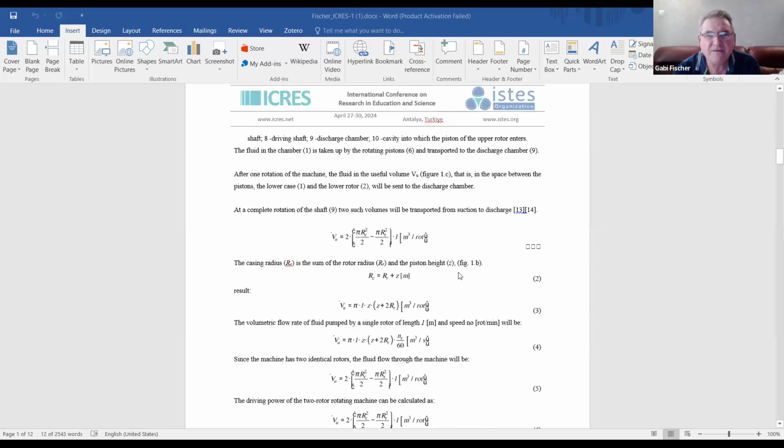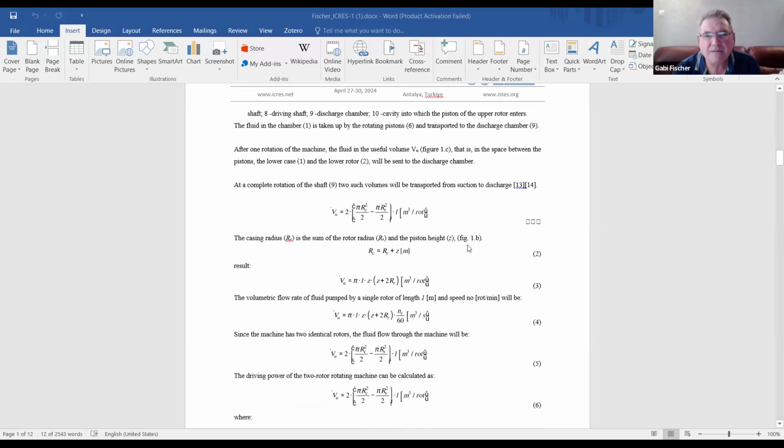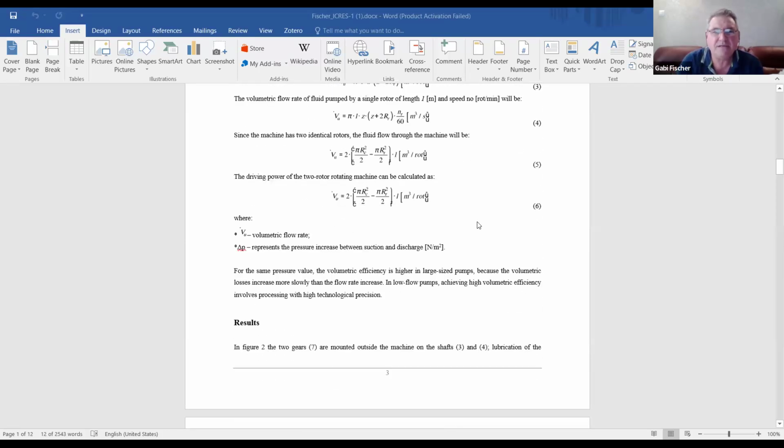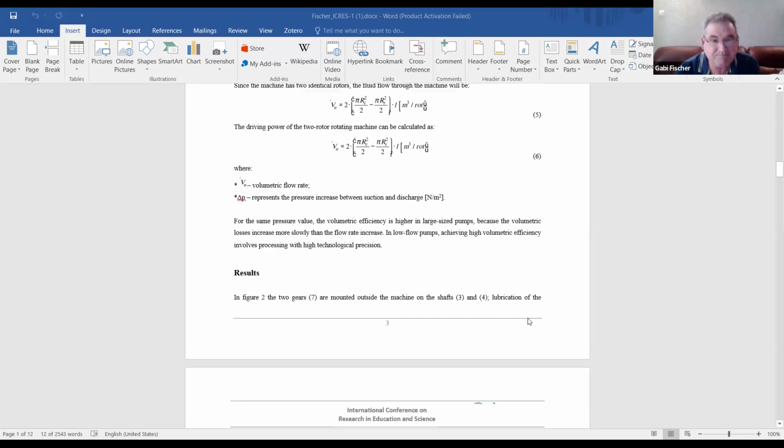So here we have some mathematical calculations, from which it results that at the same pressure value, the volumetric efficiency is higher in large size pumps because the volumetric losses increase more slowly than the flow rate increase. In low flow pumps, achieving high volumetric efficiency involves processing with high technological precision.